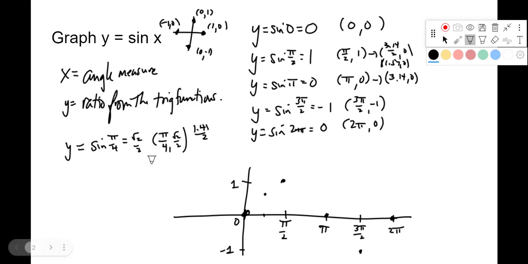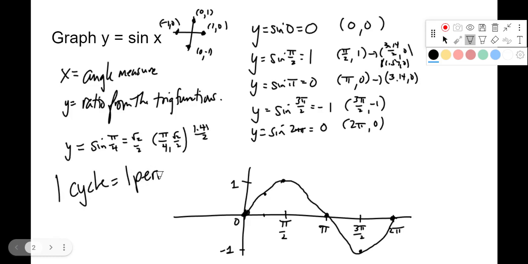Now, you can fill in the other points as well. And if you do, throughout the unit circle, use all the angles off the unit circle, what you're going to get is this curve. Comes back down, reaches a low point, it's back up, and we're going to stop here at 2 pi. So what we have here is we've graphed y equals sine of x. This is one cycle or one period of the graph y equals sine x.